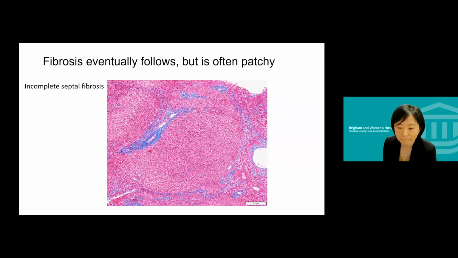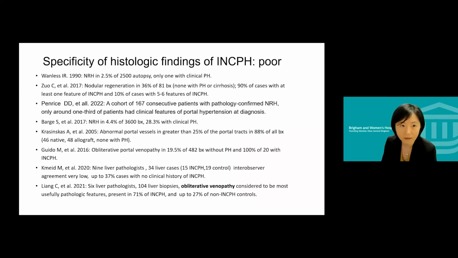And I think people are often not aware that fibrosis does occur in these patients, although it's never cirrhosis. But it tends to be patchy, as shown here. That's why we call this incomplete septal fibrosis. And it seems to develop around the area with the most severe atrophy. Those are the common histologic findings for idiopathic non-cirrhotic portal hypertension.